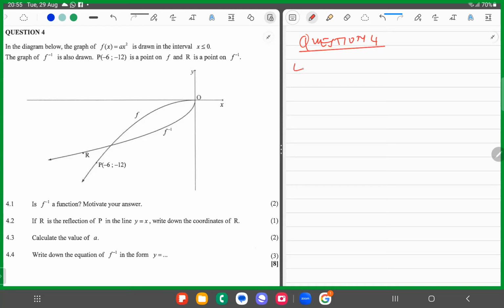Right, 4.1. Okay, so let's read the question to familiarize ourselves with it. In the diagram below, the graph of f of x equals x squared is drawn in the interval x less than or equal to 0.